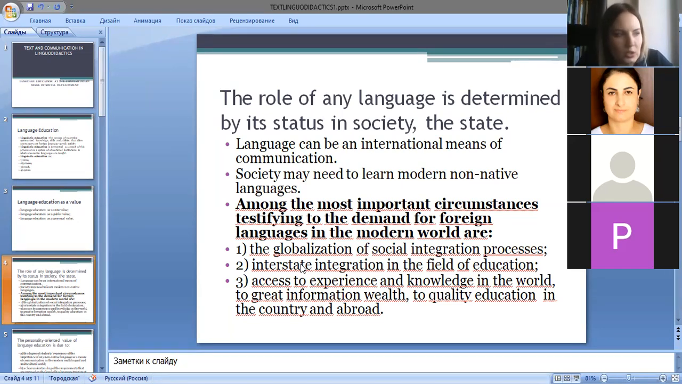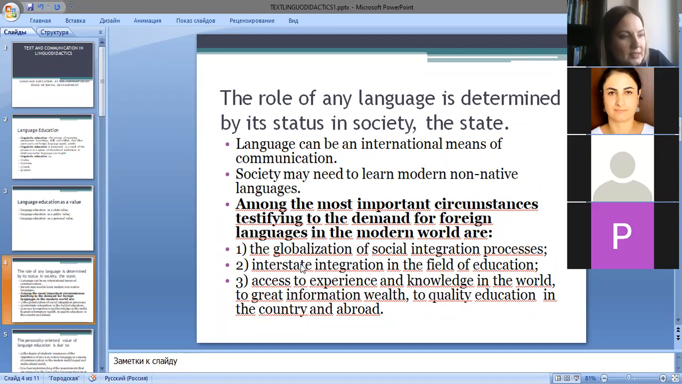So, among the most important circumstances testifying to the demand for foreign languages in the modern world, we can appoint at least three. That is the globalization of social integration processes, the interstate integration in the field of education, and the access to experience and knowledge in the world to bring information wealth to quality education in the country and abroad. At the same time, it is known that the public need for high quality language education due to certain circumstances may not find support at the state level.